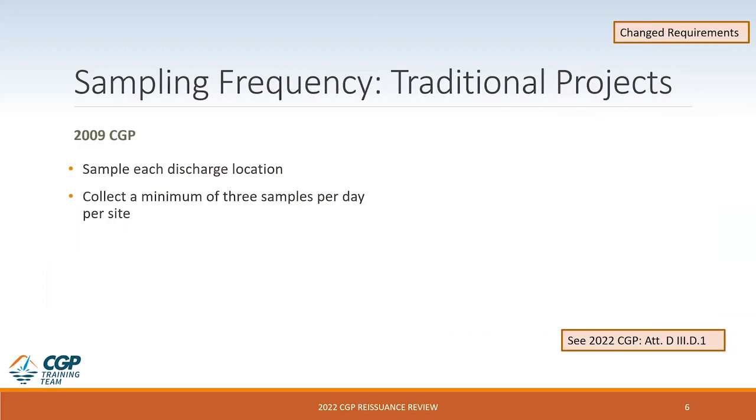Under the 2009 Construction General Permit, traditional projects needed to sample each discharge location and collect a minimum of 3 samples per day. If a site, for example, had 1 discharge point, they needed to sample that 1 point 3 times a day. If a site had 10 discharge points, they needed to collect 10 samples, 1 from each of those locations.